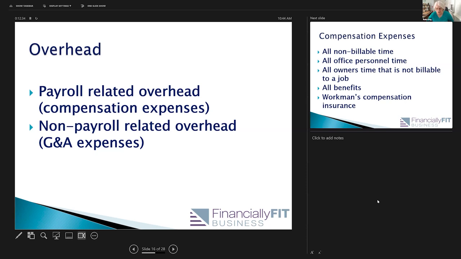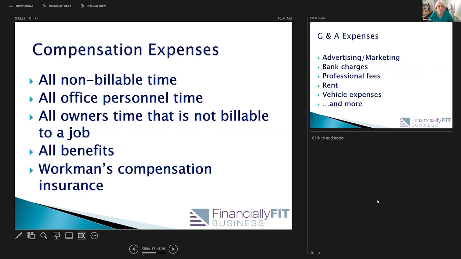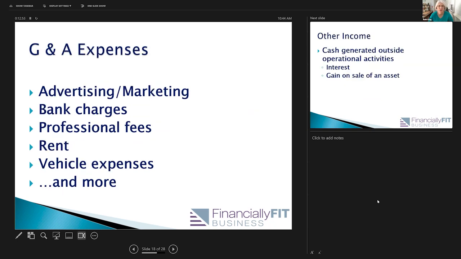Okay. So from a compensation perspective, all non-billable time in my book goes into compensation. All office personnel time and all owner's time that's not billable to a job. All benefits and workers' comp. So basically that's compensation expenses. Everything else I call general administrative expenses, which are your advertising, marketing, bank charges, professional fees, rent, vehicle expenses, telephone expenses, and it goes on and on. That's that long list at the bottom of your P&L. Those are your G&A expenses.